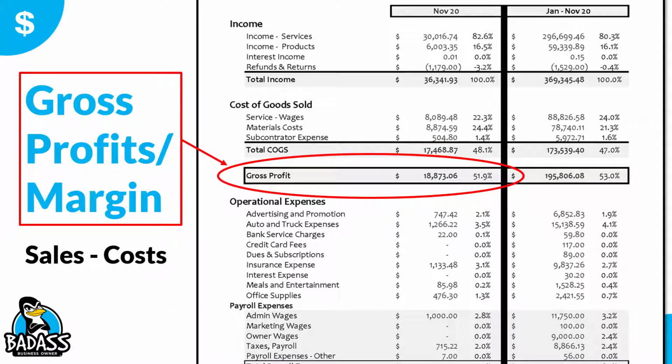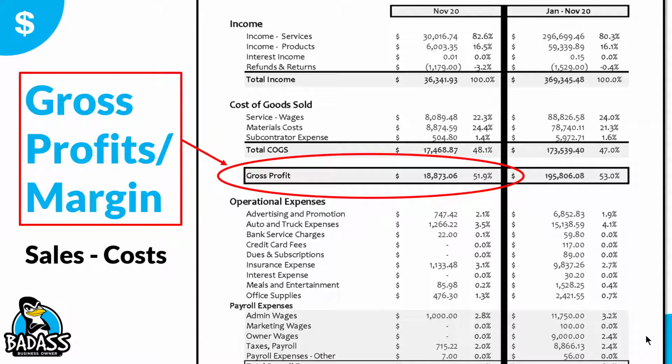Then our next section here, I didn't mention this earlier, but I do want to point it out. This is called your gross profits, and it's just kind of like a stopgap before you pay anything else in your business. And it's going to be your sales minus your costs. So when you see this gross profit line, all it's doing is coming up here and taking the 36,000 of income, for example, minus the 17 in cost of goods, which gives us the 18 for our gross profit.